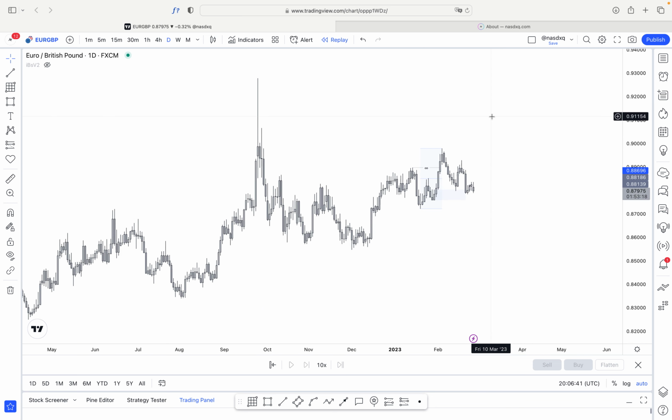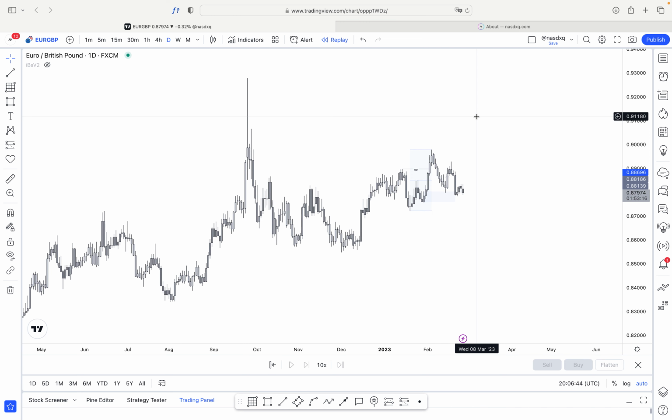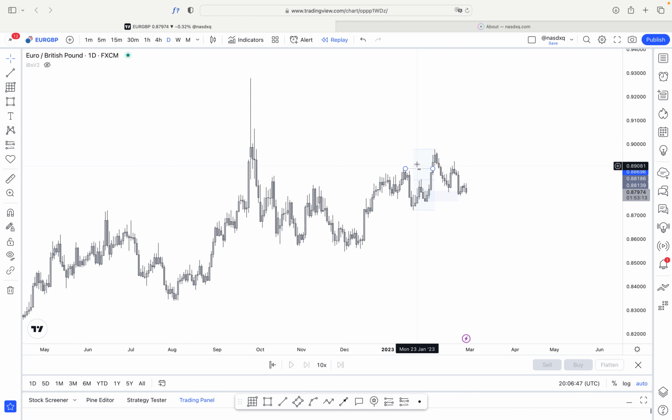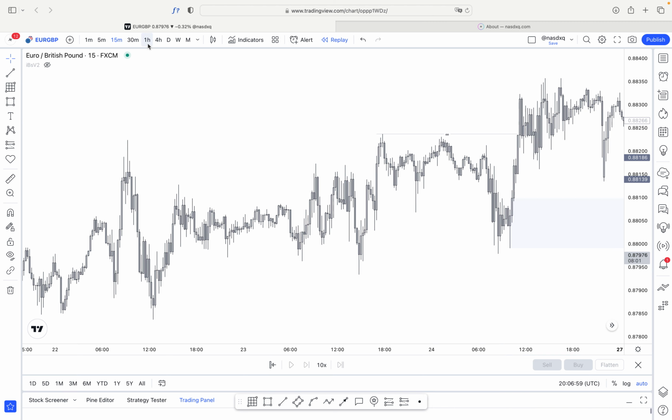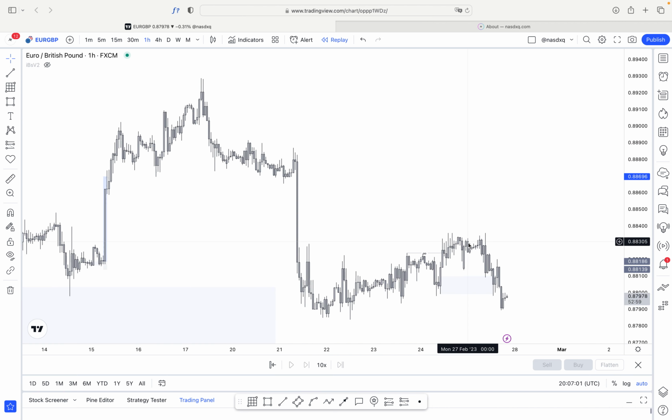Euro pound, have we done Euro pound? I don't think so. Again, same method: break of structure, GAN box low to high, look for any discounted demand. You can see we've reacted quite nicely to this one so far. We'll see how that turns out in the end. We're still in this zone, probably looking to take out liquidity at the moment, but we'll see how that goes.